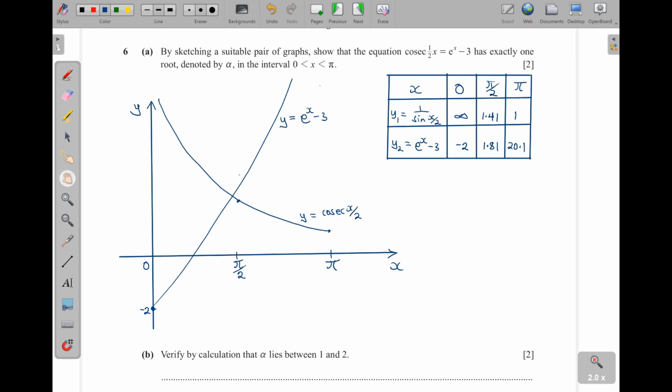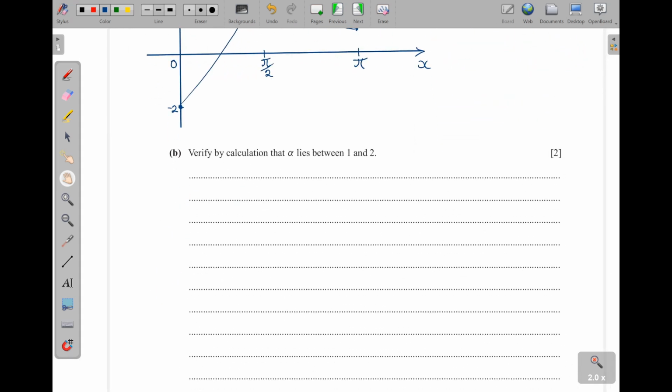Let me put off this. Let's go to part B. Verify by calculation that alpha lies between 1 and 2. Now, if I have a graph like this, which is crossing the x-axis, and this is the root here, there is a value on its left and a value on its right. The value on its right corresponds to a y value below the x-axis, so y is negative. And the one on the left corresponds to a y value above the x-axis, so the y value there is positive.